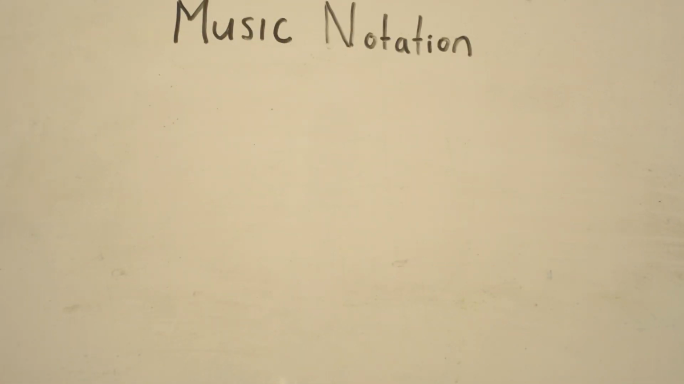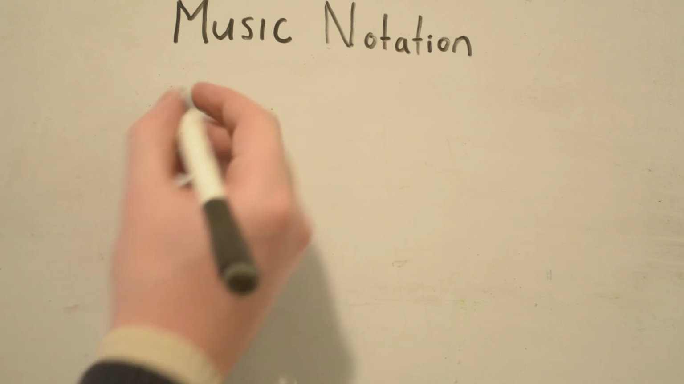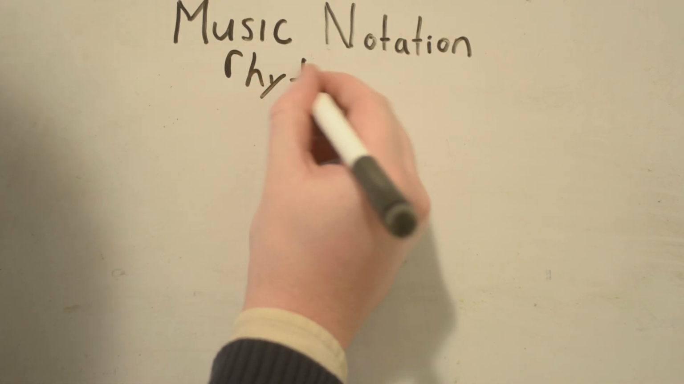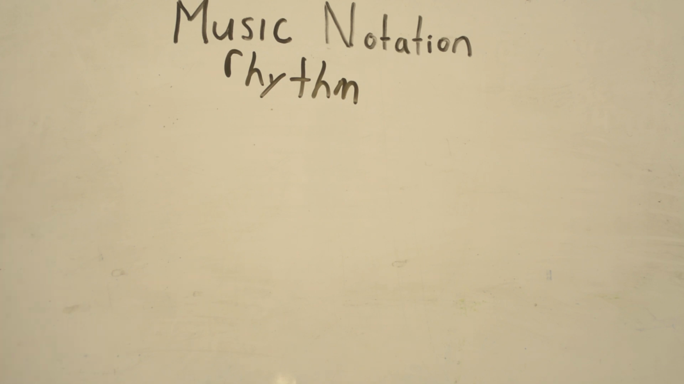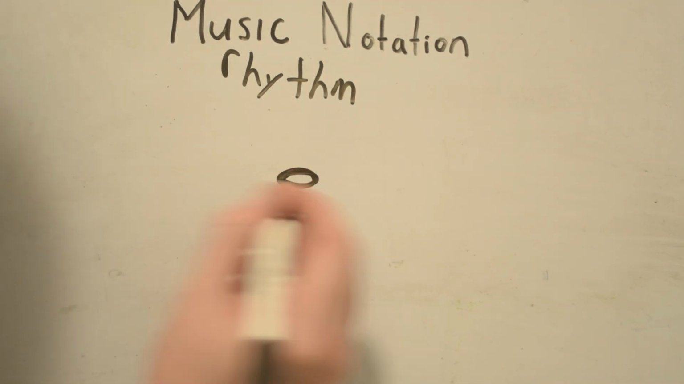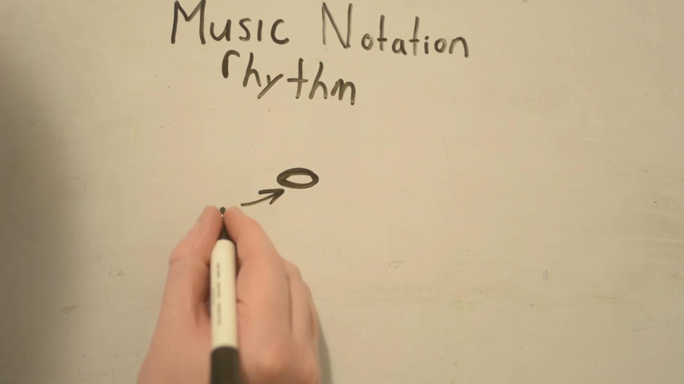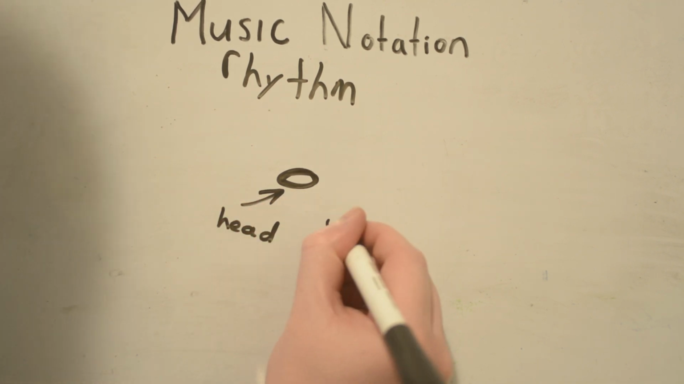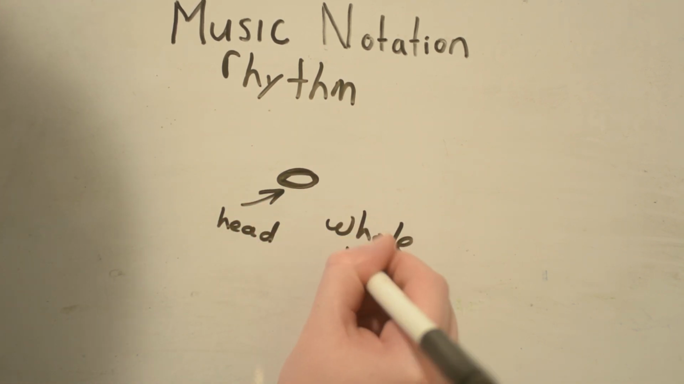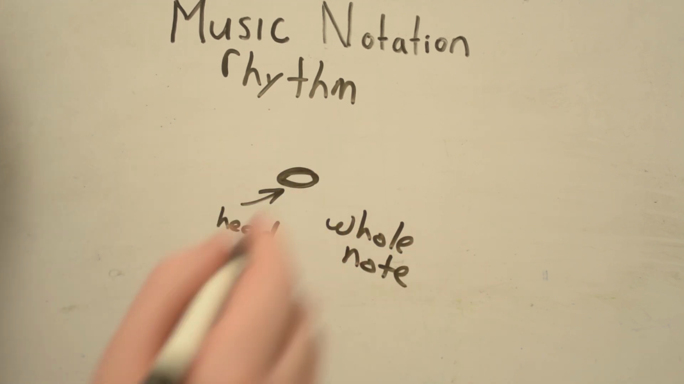Now we're going to learn about rhythm. Again, rhythm is the duration of each note. It involves fractions. A note without a stem, just an open head, is called a whole note. This note gets 4 beats.